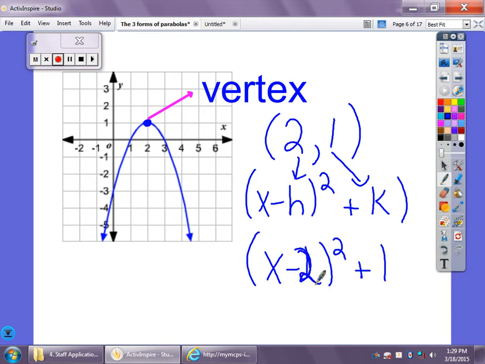And then I also notice that I'm not worried about the a right now. We're not going to calculate on this particular one, but I notice that my graph opens down, so that's negative. So it is negative in front of the equation.